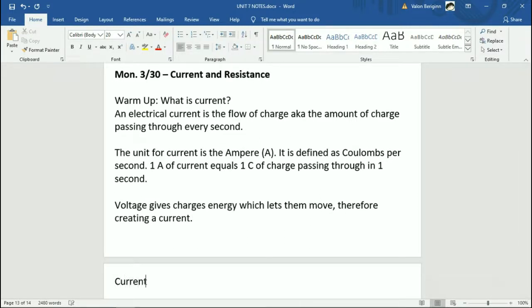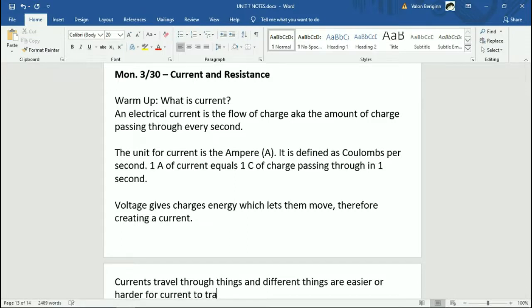And so currents travel through things, and different things are easier or harder for current to travel through. You may have heard of the whole thing about metal being a good conductor of electricity. What that really means, in a mathematical physics sense, is that it's easy for current to go through metal. It's a lot harder for current to go through wood or rubber. It's a lot harder for current to do that.